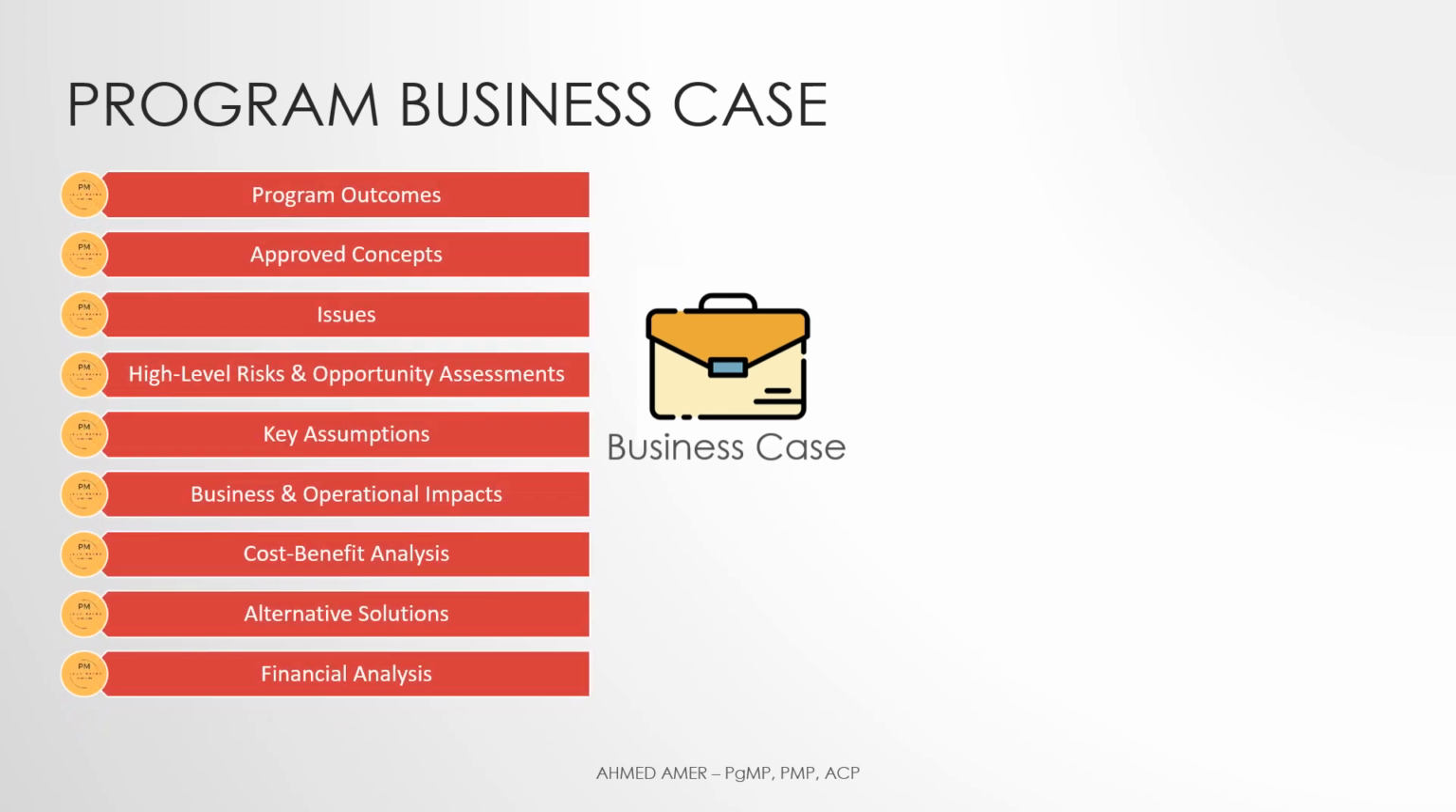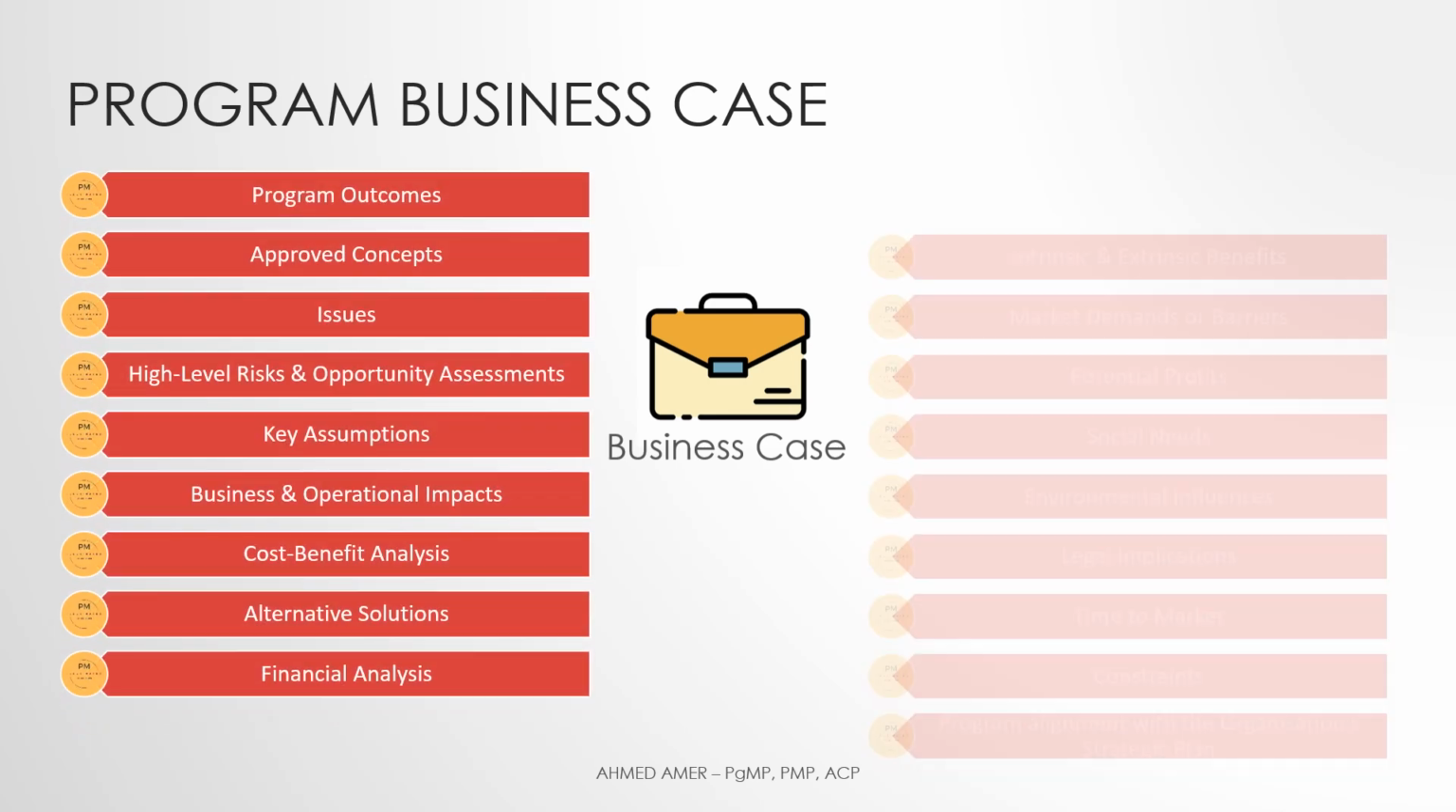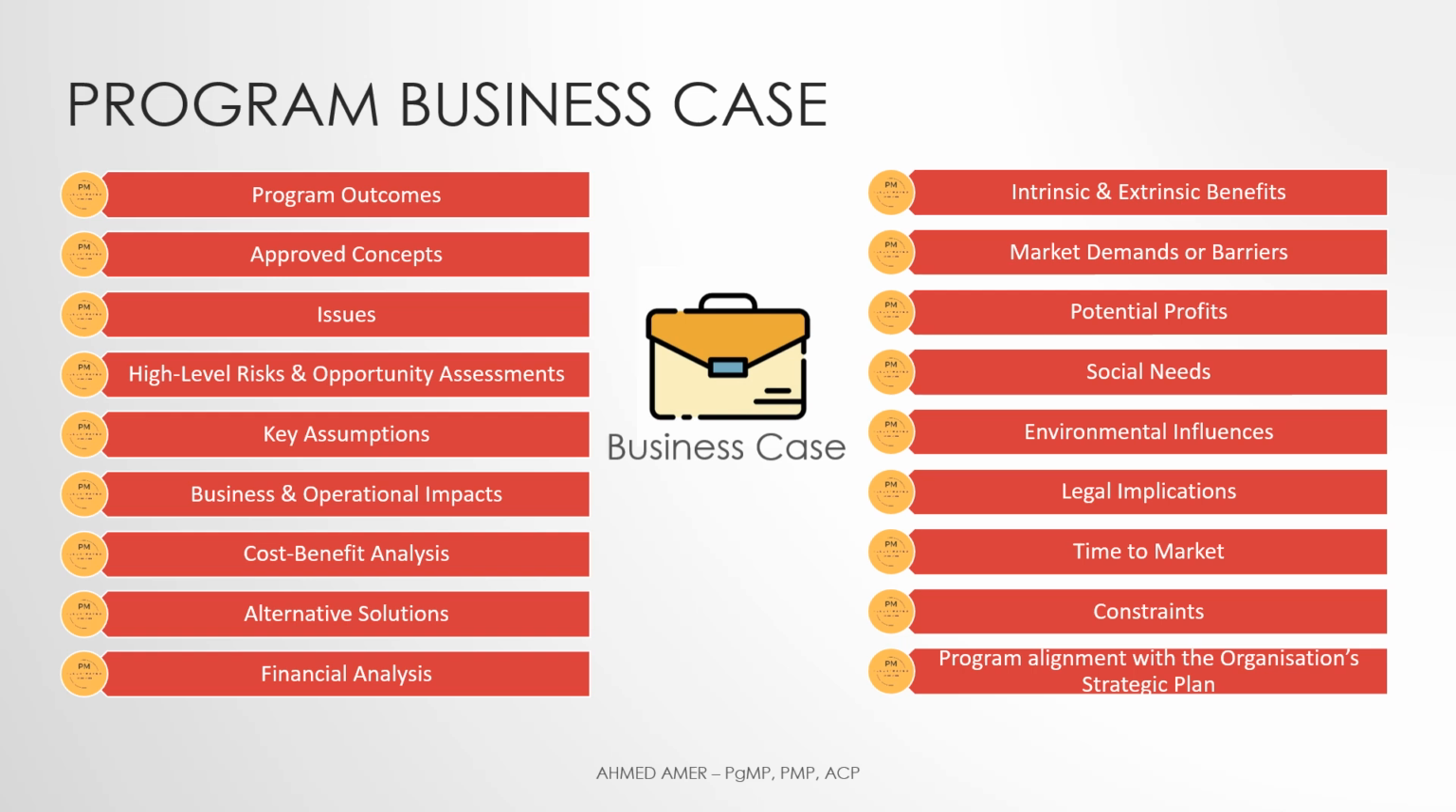It may include program outcomes and a few details about them, approved concepts, issues, negative and positive risk assessments, key assumptions, impacts either on business or operation, cost benefit analysis, which is very important, alternative solutions, financial analysis, intrinsic and extrinsic benefits, market demands or barriers, potential profits, social needs, environmental influences, legal implications, time to market, constraints, and the extent to which the program aligns with the organization's strategic plan.